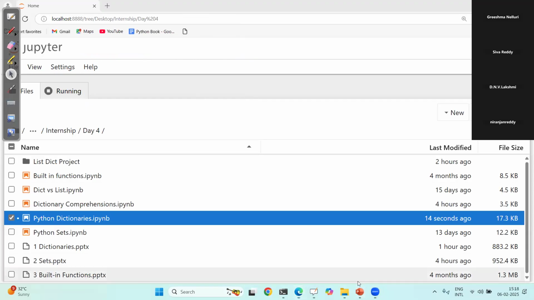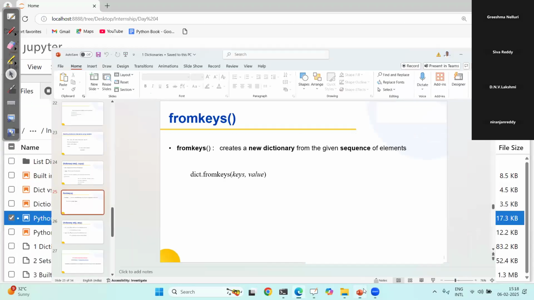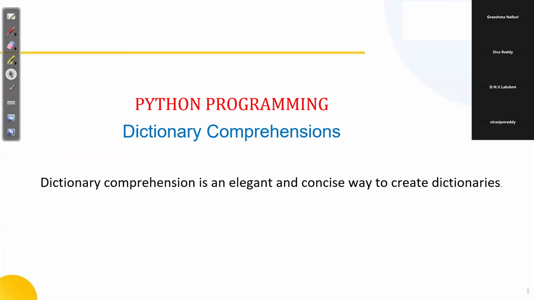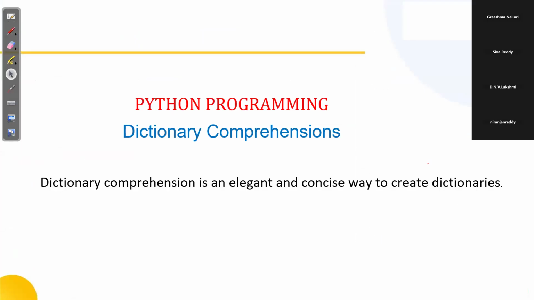Now, I will be discussing the next important concept, comprehensions. Comprehensions play a vital role. Now, what kind of programming are we writing? Whatever programming we have written till now is called depth-wise coding. By using the concept of comprehensions, we are going to write breadth-wise coding.